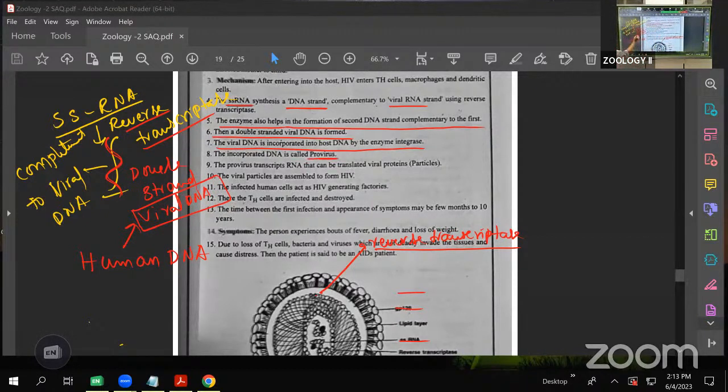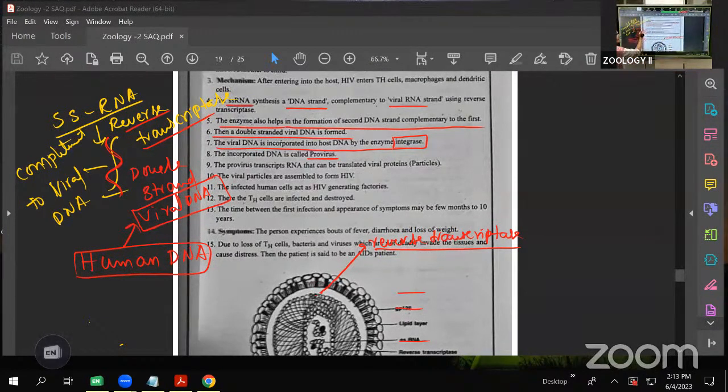Here, this is incorporated with the human DNA. It is mixed with the human DNA and forms a provirus. See this one, double strand viral DNA is formed. The viral DNA is incorporated, meaning mixed with the host DNA, by the integrase enzyme. Before that, the reverse transcriptase enzyme. With the help of the integrase enzyme, viral DNA mixes with the host DNA, human DNA.